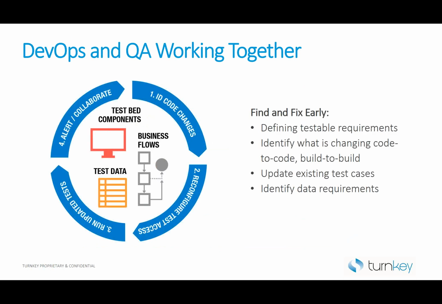DevOps and QA working together by defining testable requirements, identifying what is changing from build to build, updating existing test cases as changes are implemented, and ultimately identifying data, role, and access requirements necessary to test different business processes and logic. Testing needs to be involved in all phases of the SDLC process.